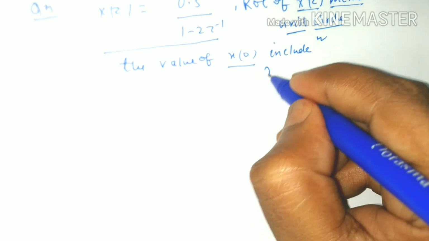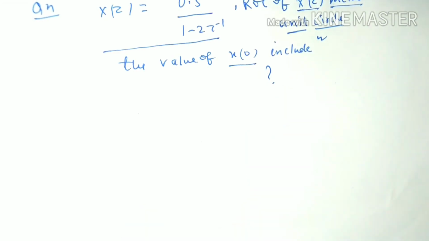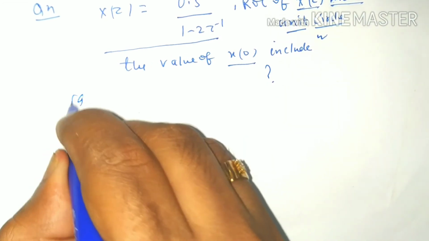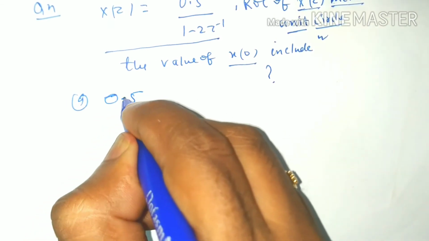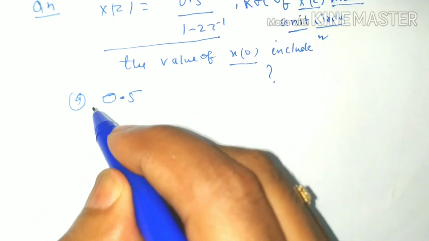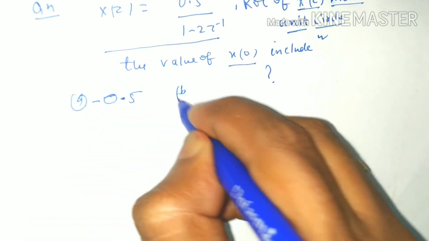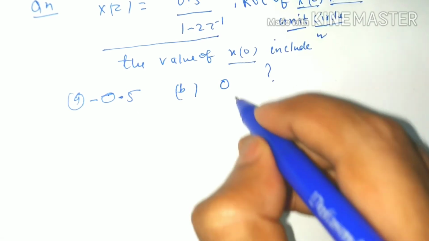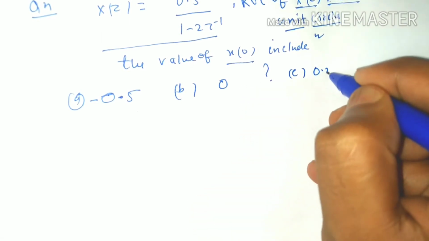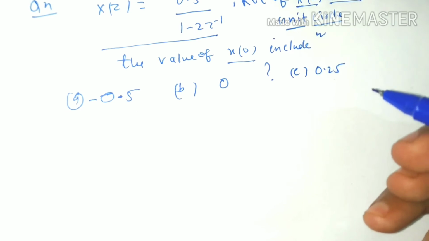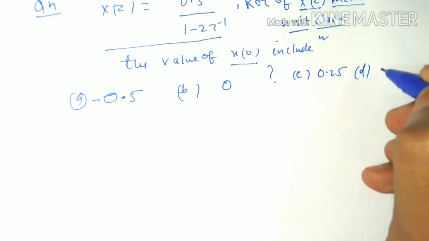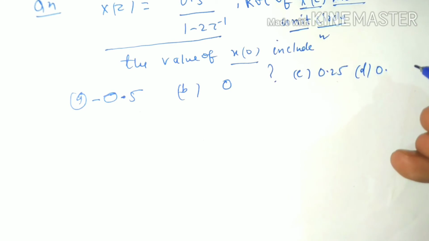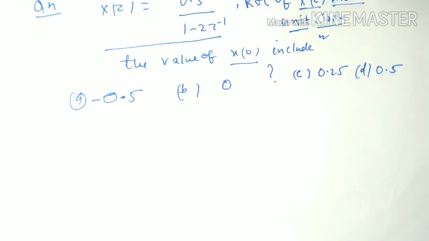Here we have to find the value of x0, and our options are: option A, minus 0.5; option B, 0; option C, 0.25; and option D, 0.5. So which one is the correct answer? We have to find the value of x0.